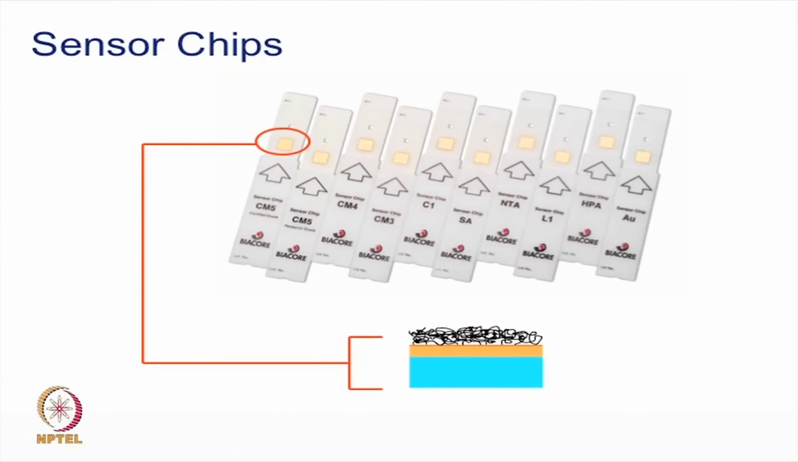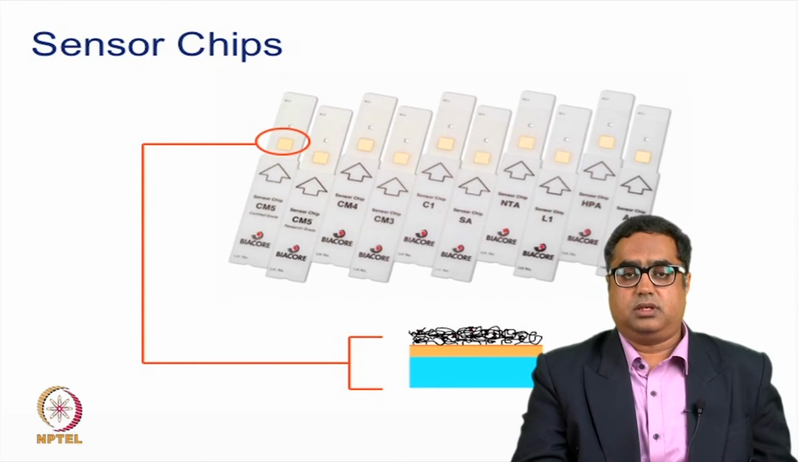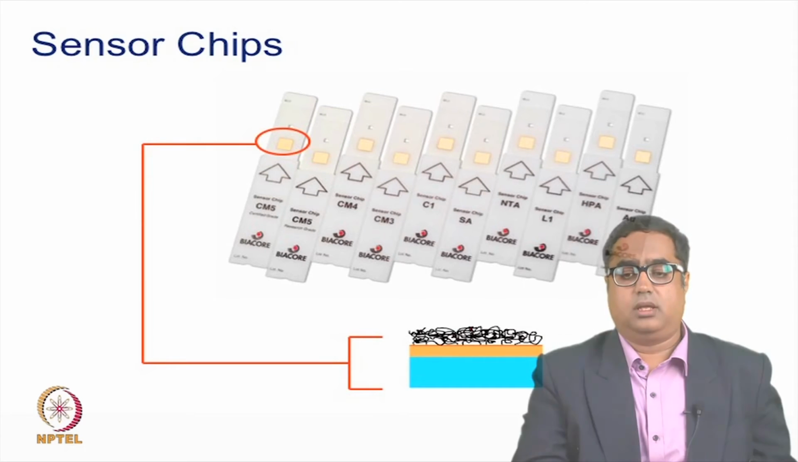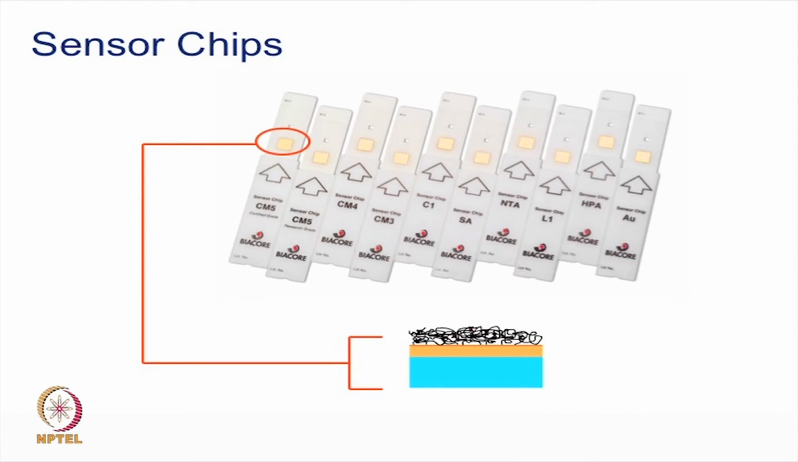we go into each one of them in a little bit of detail to understand what they are and what is the major utility of them, and how do we design an assay based on these chips. So, the various chips that are available for any SPR experiment, to start with, are named as CM5 chips, CM4 chips, CM3, C1, streptavidin or an SA chip, NTA chip, L1, HPA, and AU or a plain gold surface chip.